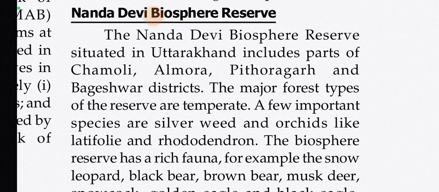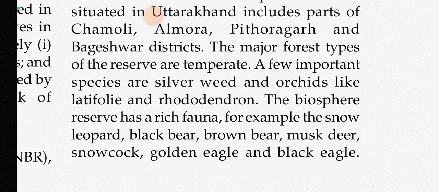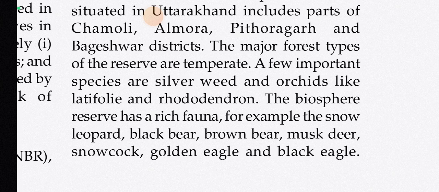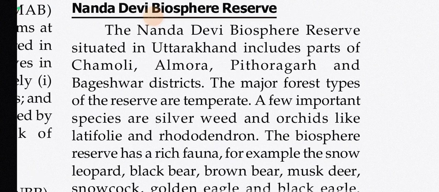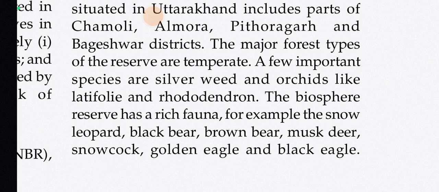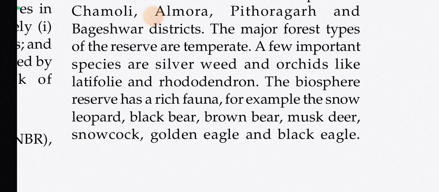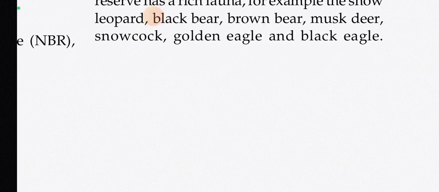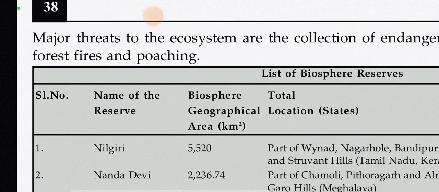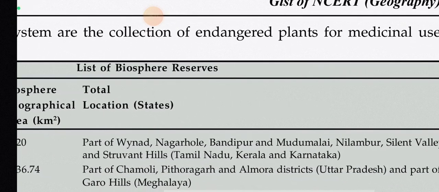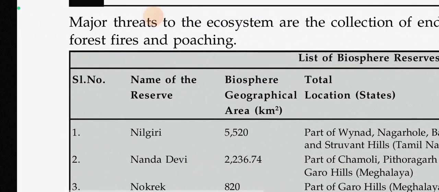Now, Nanda Devi Biosphere Reserve. So, the Nanda Devi Biosphere Reserve, situated in Uttarakhand, includes parts of Chamoli, Almora, Pithoragarh and Bageshwar districts. The major forest types of the reserves are temperate. A few important species of silver weed and orchids like latifolia and rhododendron. The biosphere reserve has a rich fauna, for example, the snow leopard, black deer, black bear, brown bear, musk deer, snow cock, golden eagle, and black eagle. Major threats to the ecosystem are the collection of endangered plants for medicinal use, forest fires and poaching.